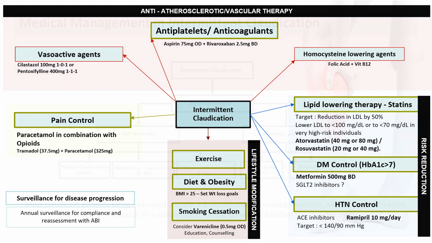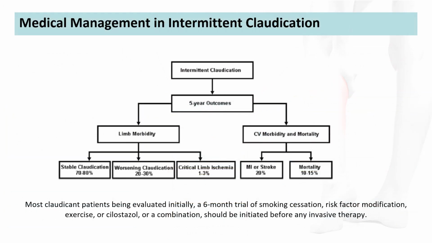If you see intermittent claudicants, only a minority of them will progress to critical limb ischemia. The larger majority will have a stable claudication per se. And that is why in general, whenever you are trying medical management, a duration of about 3 to 6 months of a trial of smoking cessation, risk reduction, and lifestyle modification is warranted before proceeding to any invasive therapy in this subgroup.